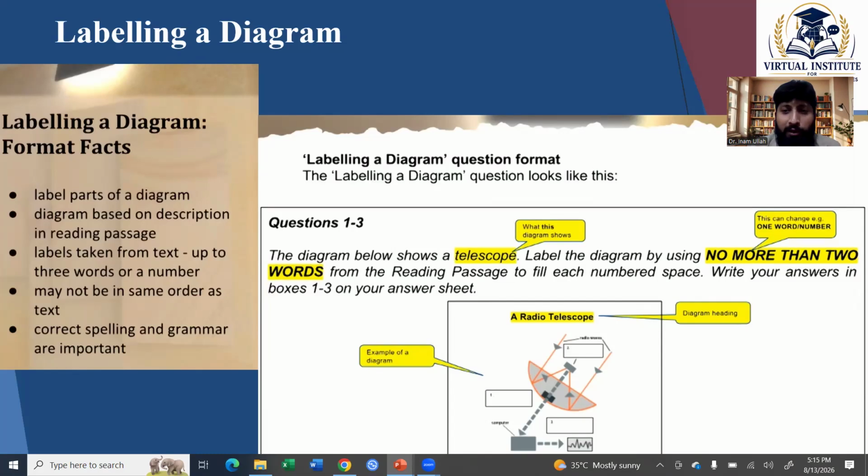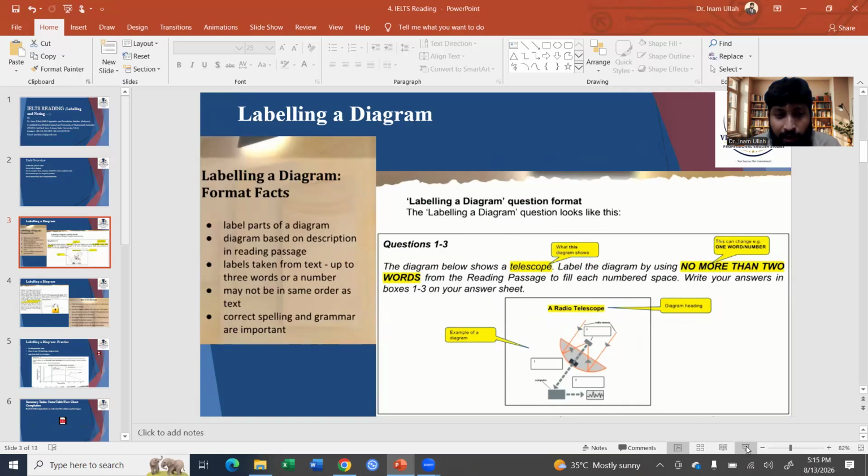Now, another important thing that you should keep in mind is that the labels may not be in the same order as the text, right? For example, you can see label 1 is here, second label is here, third is here. So you may not find the answers of these labels in the same order. It is very much likely that the answer to the third label might come first, and the answer to the first label might come later, right? So both things are possible.